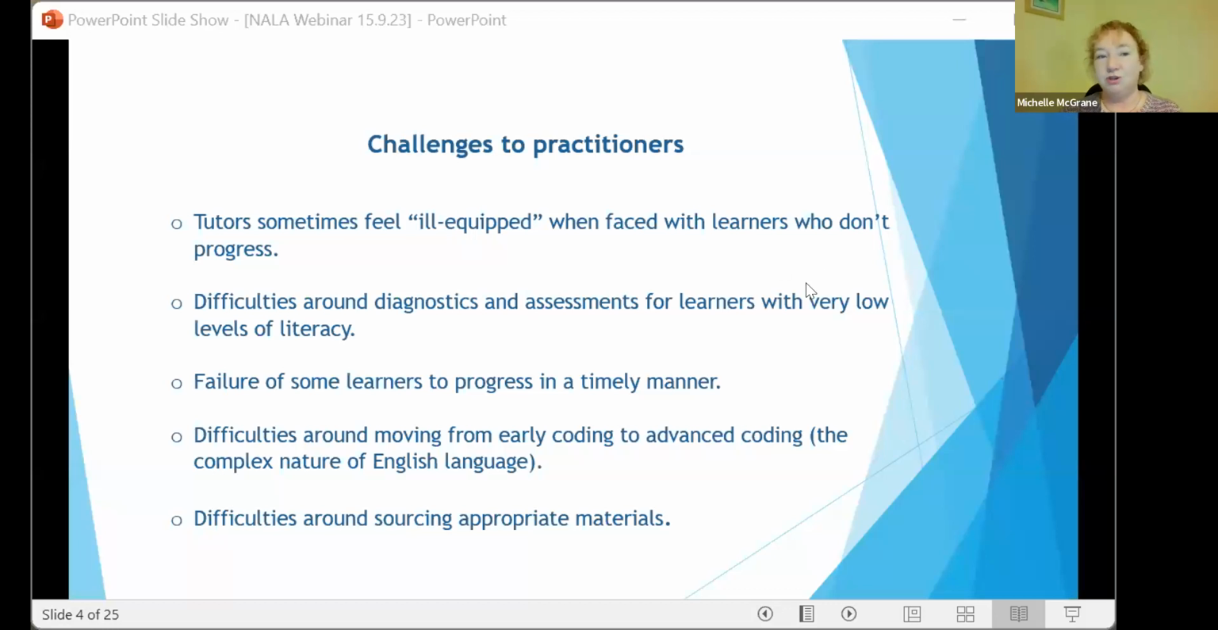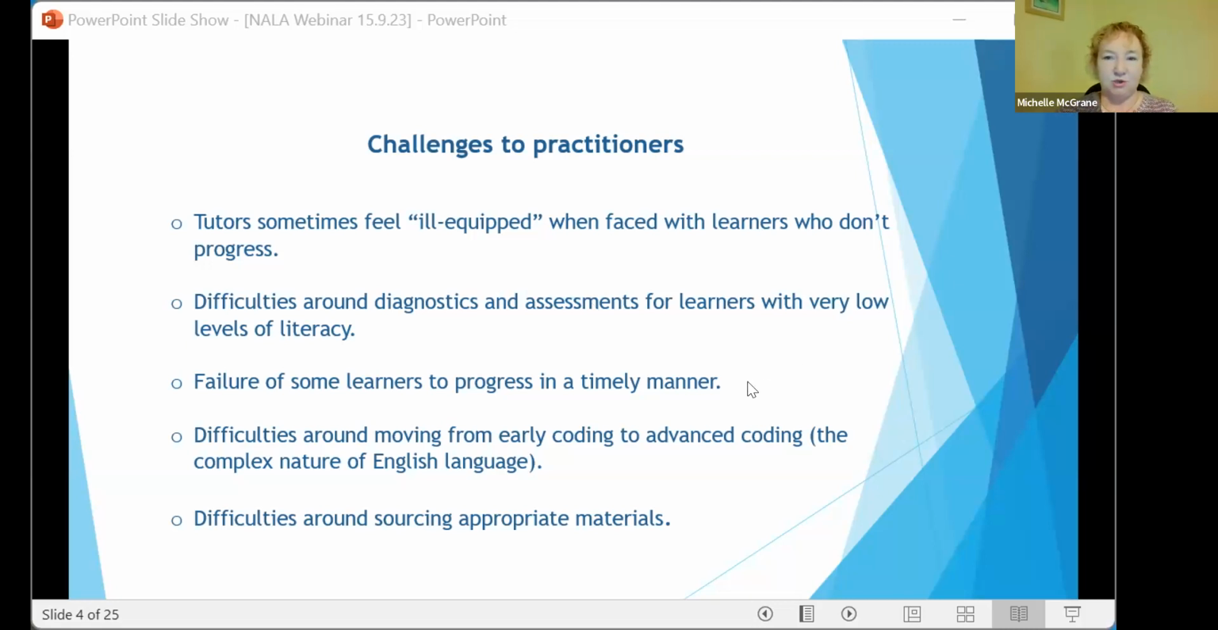With regards to tutors, they often find themselves feeling a little bit ill-equipped when they come to a learner who has no reading skills, or very, very limited reading skills whatsoever. We tend to historically use reading materials, pictures, things like that, and so it can be quite difficult. Another challenge is that we often don't have good diagnostic and assessment materials. And so it can be quite difficult to ascertain exactly what the level of a very low learner is, and also to establish where the problem is if a person is struggling to learn how to read.